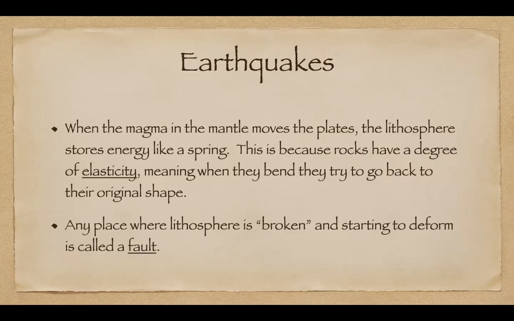All right, moving on to earthquakes. Now, the first thing you need to know about earthquakes is, as the lithosphere moves because of magma convection, the rocks have a degree, meaning a certain amount of elasticity. What that means is when you bend a rock, and you can't because you're a human, but when the earth bends rocks, they have a tendency to want to go back to their original shape. And so as a result, they store energy. They keep all of the motion energy that goes into them and they hang on to it. The term for that is elasticity. And so any place where the lithosphere then breaks or is even starting to deform is called a fault. So earthquakes always happen on a fault.